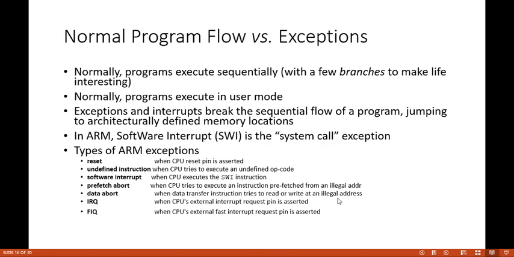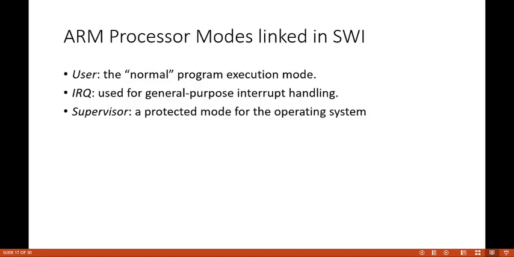Illegal address means it can be an address, but it is currently not possible with the physical memory. It is not available in the current memory. This is called an illegal address. Then the next one is IRQ, interrupt request, and FIQ, fast interrupt request. So these are the total 7 different types of ARM exceptions: reset, undefined instruction, software interrupt, prefetch abort, data abort, IRQ and FIQ.